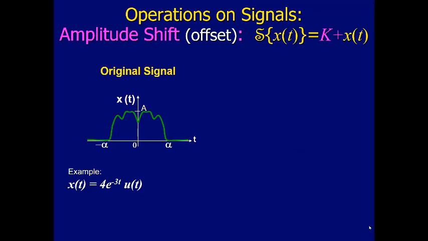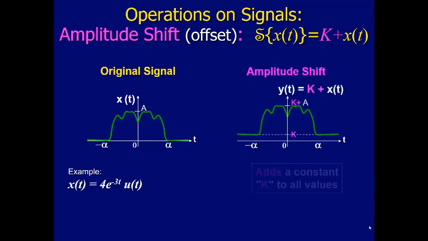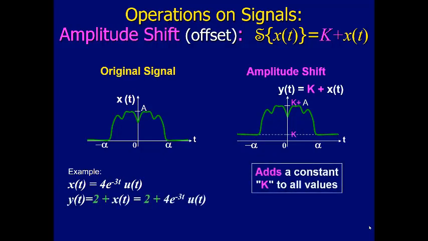Amplitude shifting or offsetting means we're going to add a constant value to every point on a waveform. So add a k plus x of t. And we know graphically what that will do is take the whole waveform and shift it upward or down, depending on k. If k is positive, it'll shift it up. If k is negative, it'll shift it down.